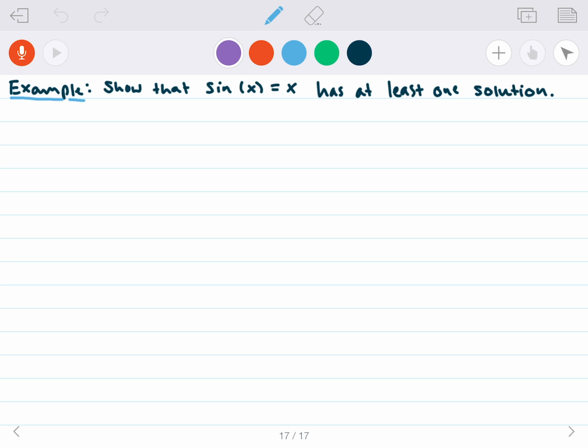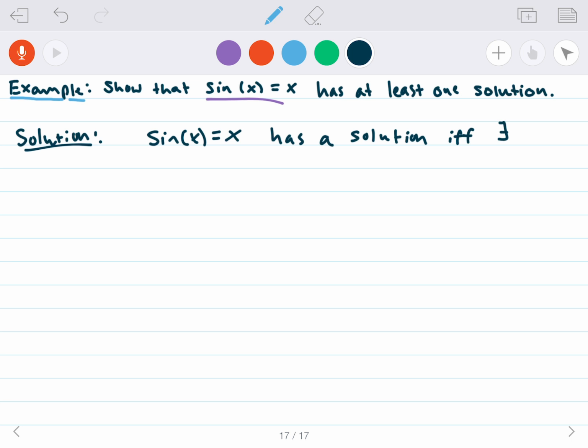All right, so let's do one more application of the intermediate value theorem. We're going to play the same kind of game here. We want to show that sine of x equals x has a solution in the real numbers. And so our steps here: sine of x equals x has a solution, so there's some x that satisfies this, if and only if there exists an x for which, if I subtract x on both sides, sine of x minus x equals 0, right?